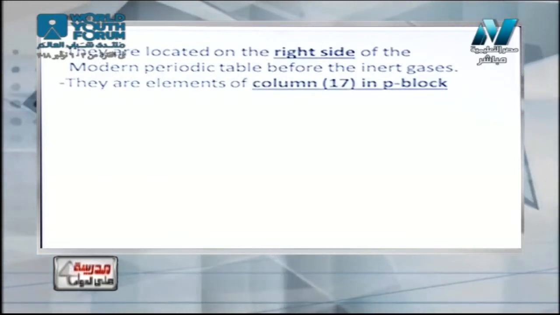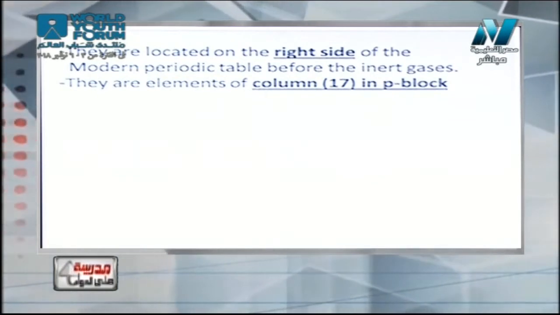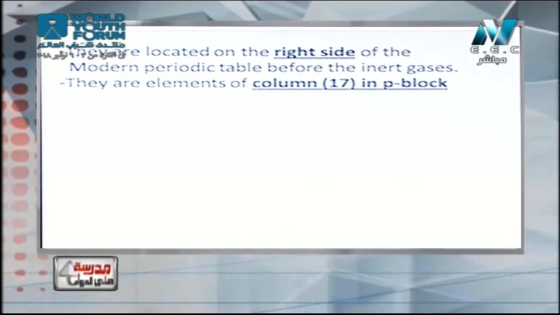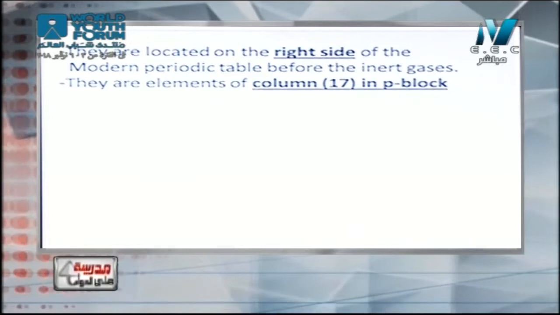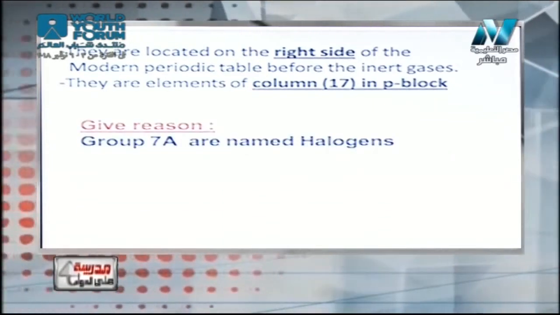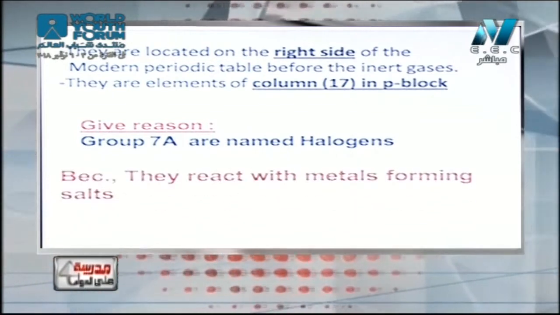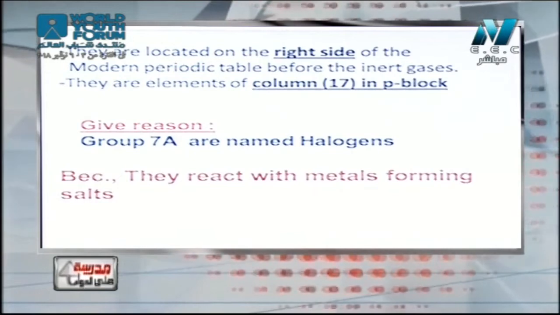This is the halogens, the last group. Location: found on the right side of the model periodic table before the inert gases. They are elements in column 17 in the P block. Give reason: as we said, why is group 7A named halogens? Because they react with metal forming salt.